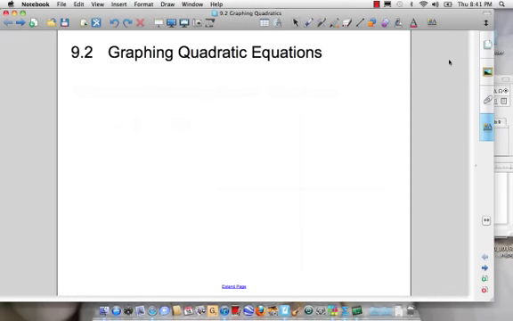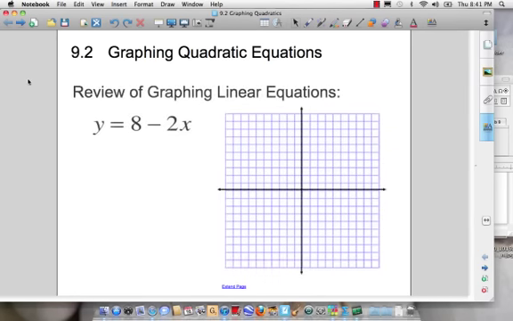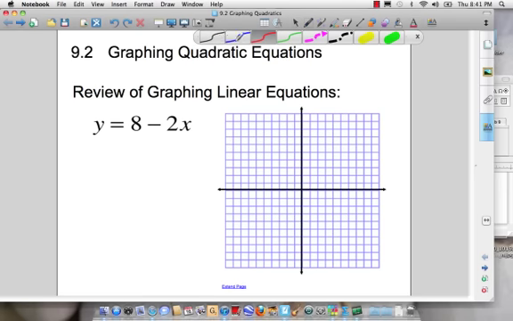This lesson will prepare you for section 9.2 in your book, and it's going to show you the basics of graphing quadratic equations. So let's start by reviewing some graphing we've already done. We've already this year graphed linear equations, and here's an example of a linear equation.